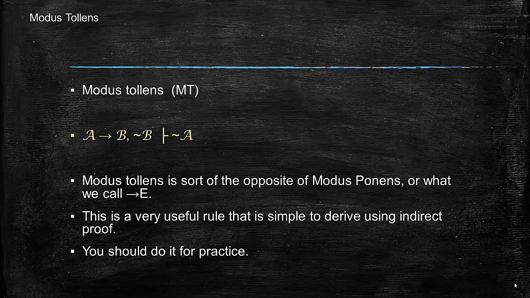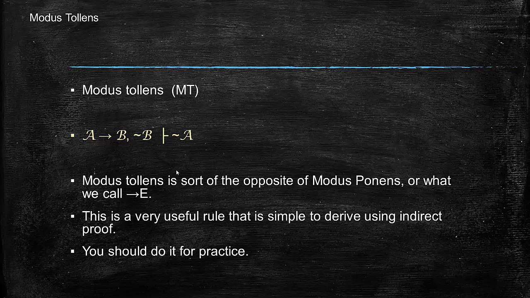So the first one is Modus Tollens, MT. We abbreviate it MT and call it Modus Tollens, even though for some reason we call Modus Ponens conditional elimination. We call Modus Tollens by its classical name. And Modus Tollens is really kind of the opposite in a certain way of Modus Ponens, where Modus Ponens, conditional elimination, says, if A then B, A therefore B. Modus Tollens runs it the other way. So if A then B, not B, therefore not A.